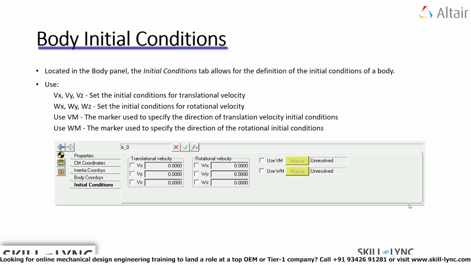So we use Vx, Vy or Vz to set the initial conditions for the translational velocity. We use Wx, Wy and Wz to set the initial conditions for rotational velocity. We use Vm to set the marker to be used to specify the direction of the translational velocity initial conditions. And we use the marker Wm to specify the direction of the rotational velocity initial conditions.